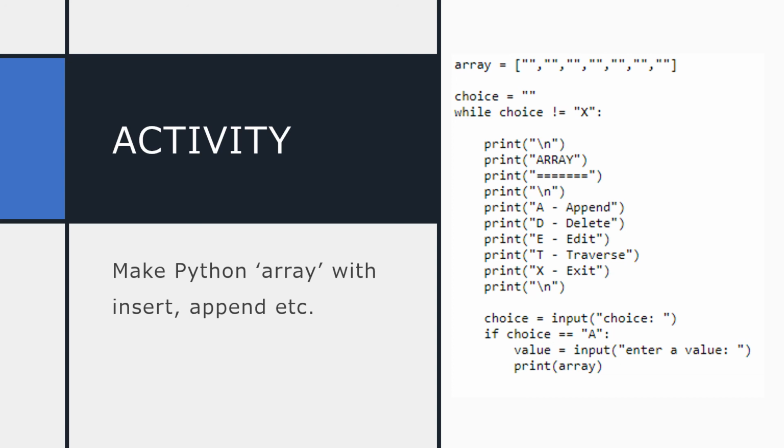But in working with the array, I want you to add commands that will let you append new values to the array, delete values leaving an empty space, edit values so you can change the values at a particular location, and traverse the array, which would mean printing out all the values in the array. So try and add commands to the program, starting with this core that I've provided. And by the time you finish that, you should have a good understanding of how to work with arrays.